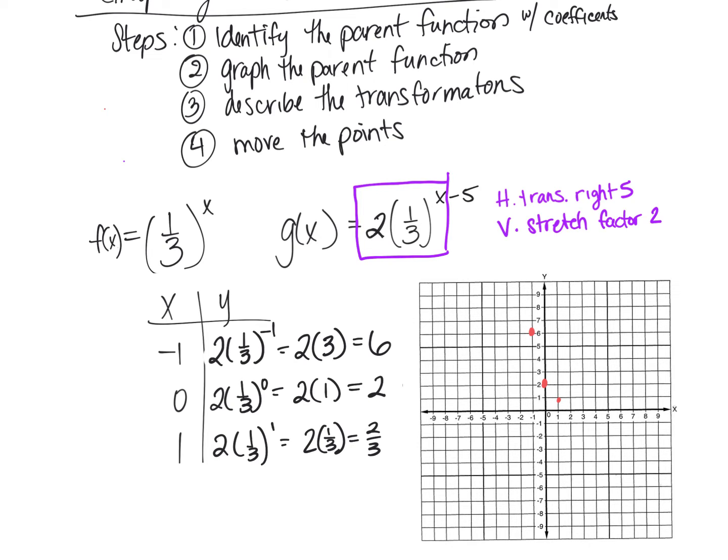Now my transformation says I can move all of these points right 5. So in purple, I'm going to move them right 5. Okay, so these all moved right 5. And then I didn't move the graph up or down at all, did I? That means my asymptote is still at the axis. Now if I move my graph up and down, my asymptote will move with it.